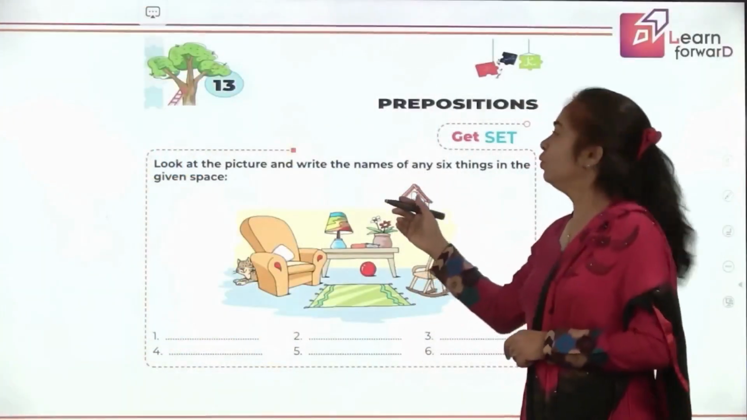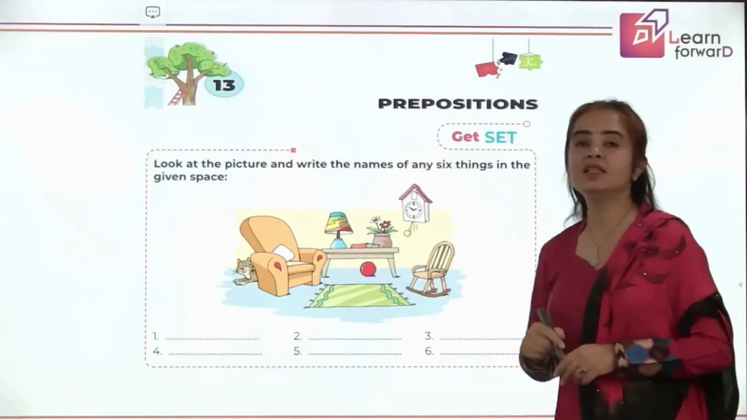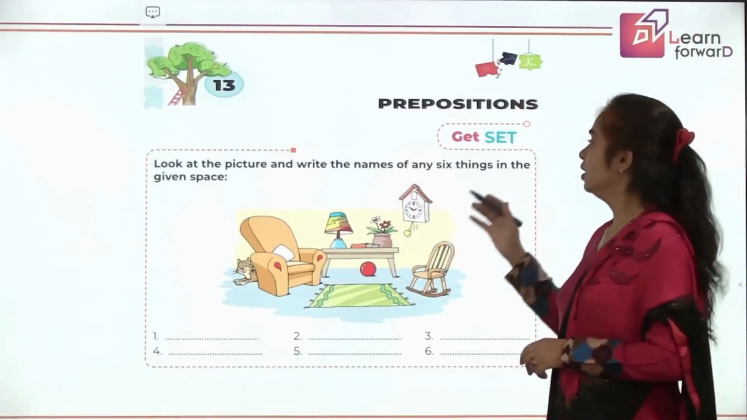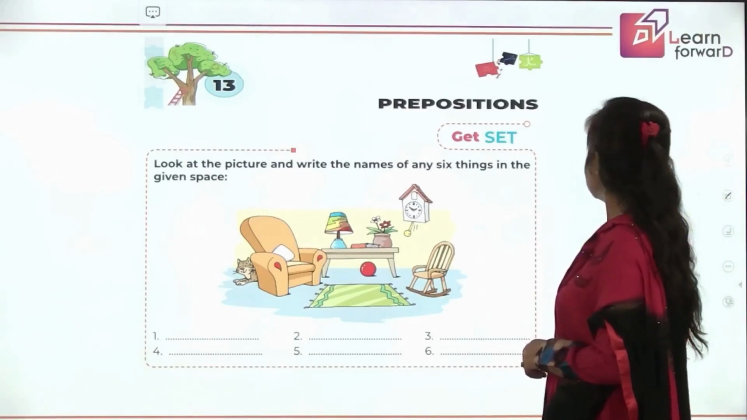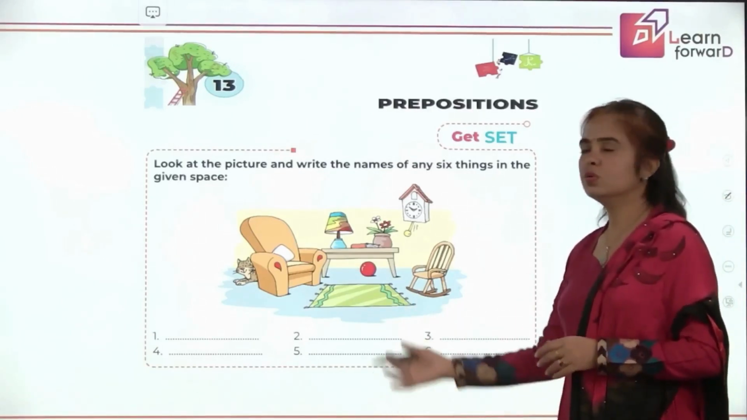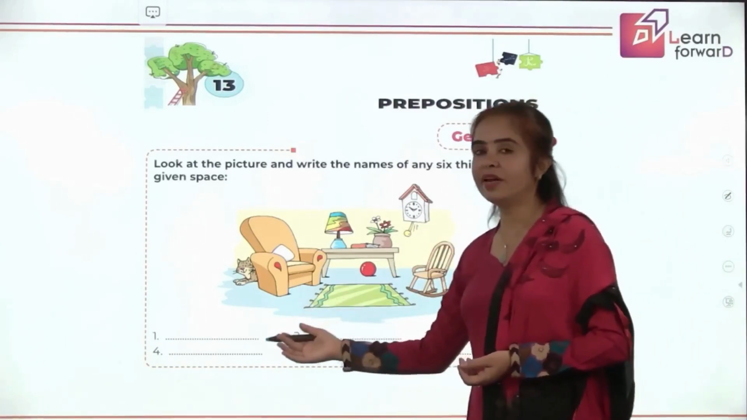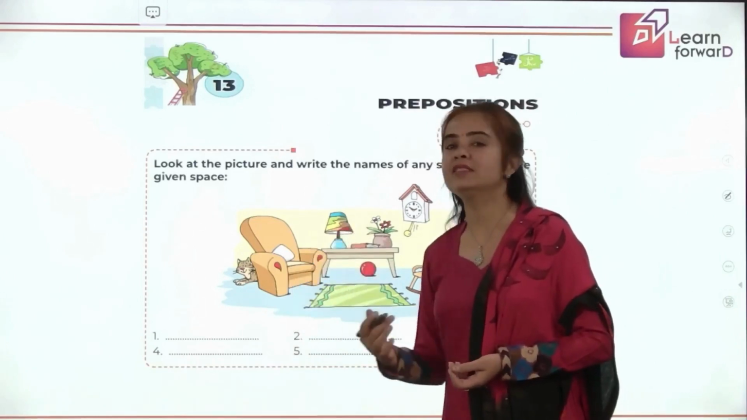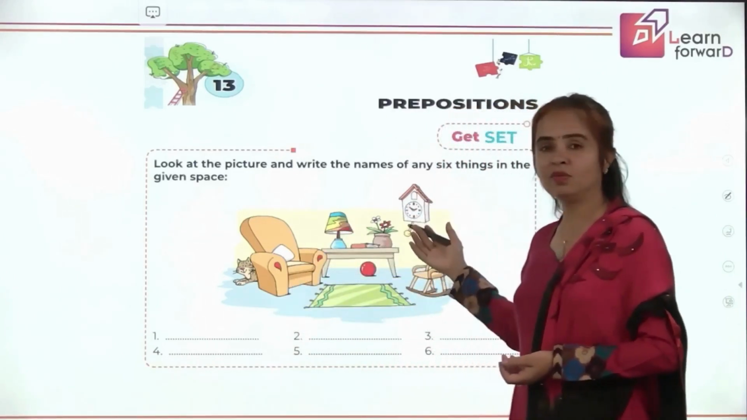We have a review exercise here. Look at the picture and write the names of any 6 things here given in the 6 spaces that are given to you. So you see lots of things here, and can we start writing the names, please? You can write any 6 that you see. We see more than 6 here, any 6. Let's start with the clock.